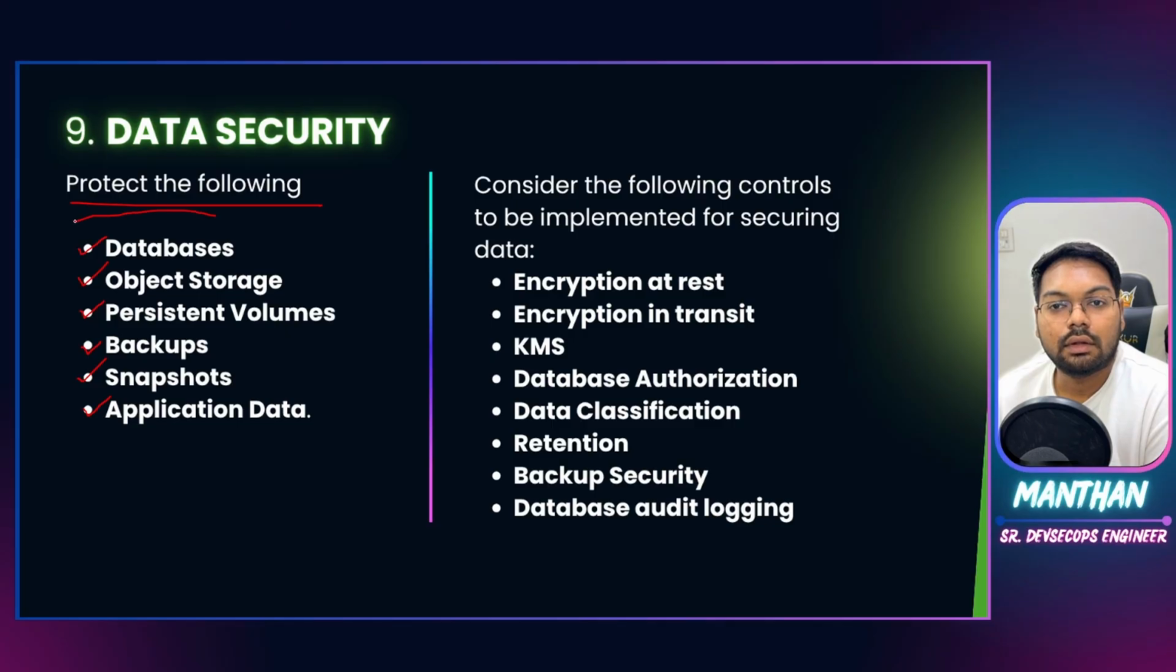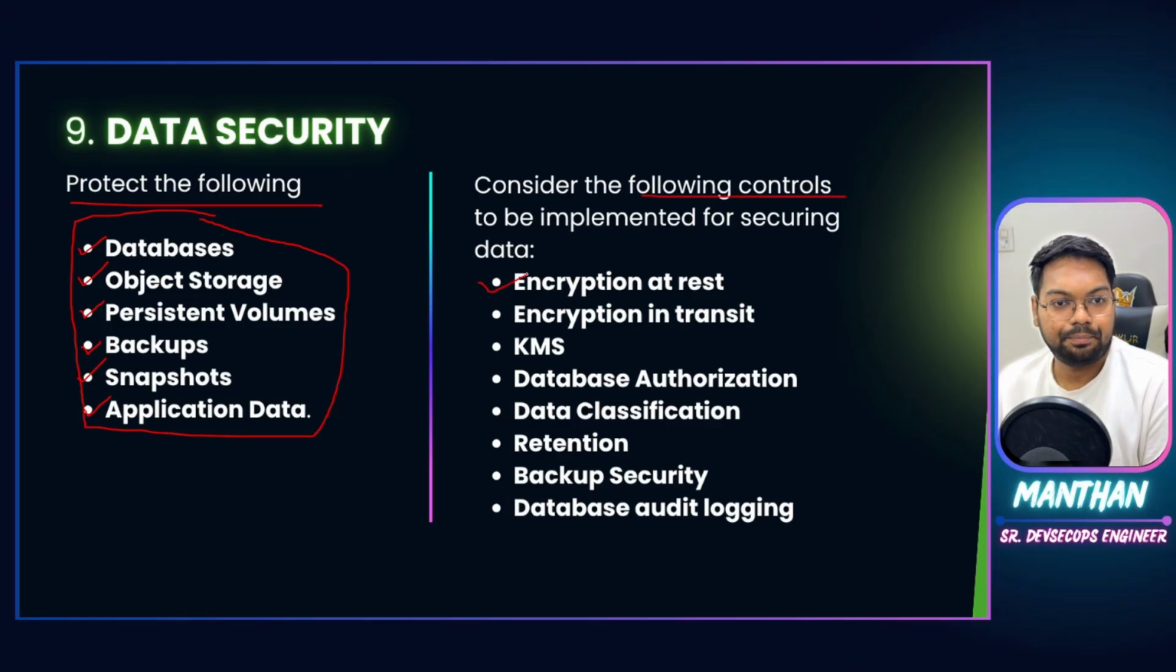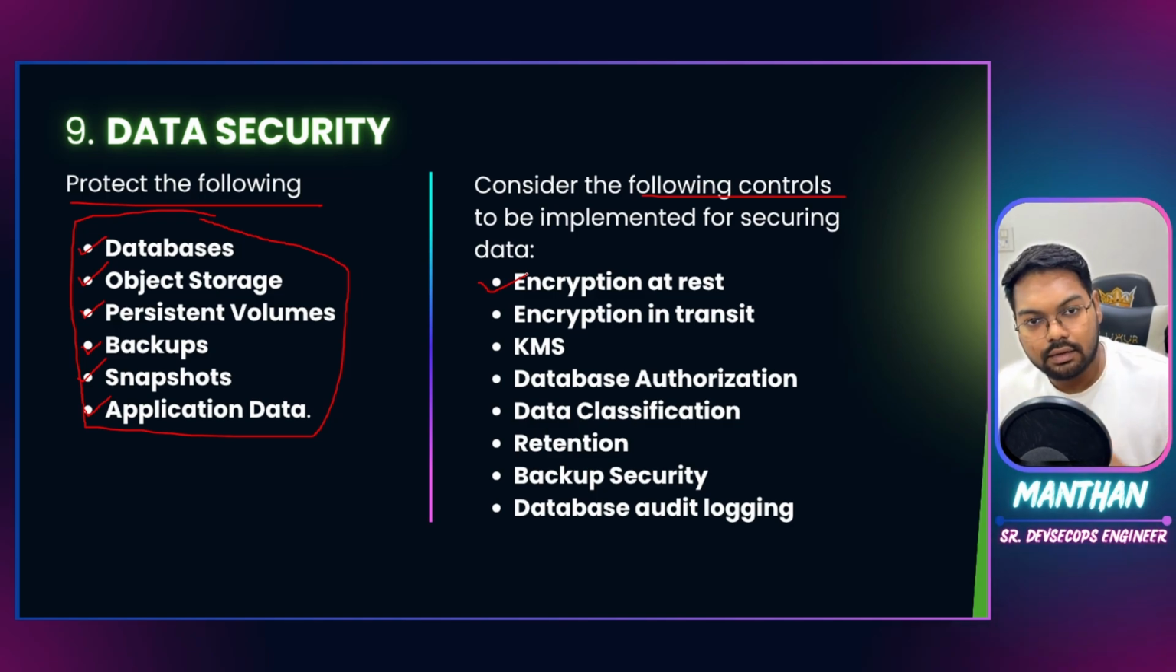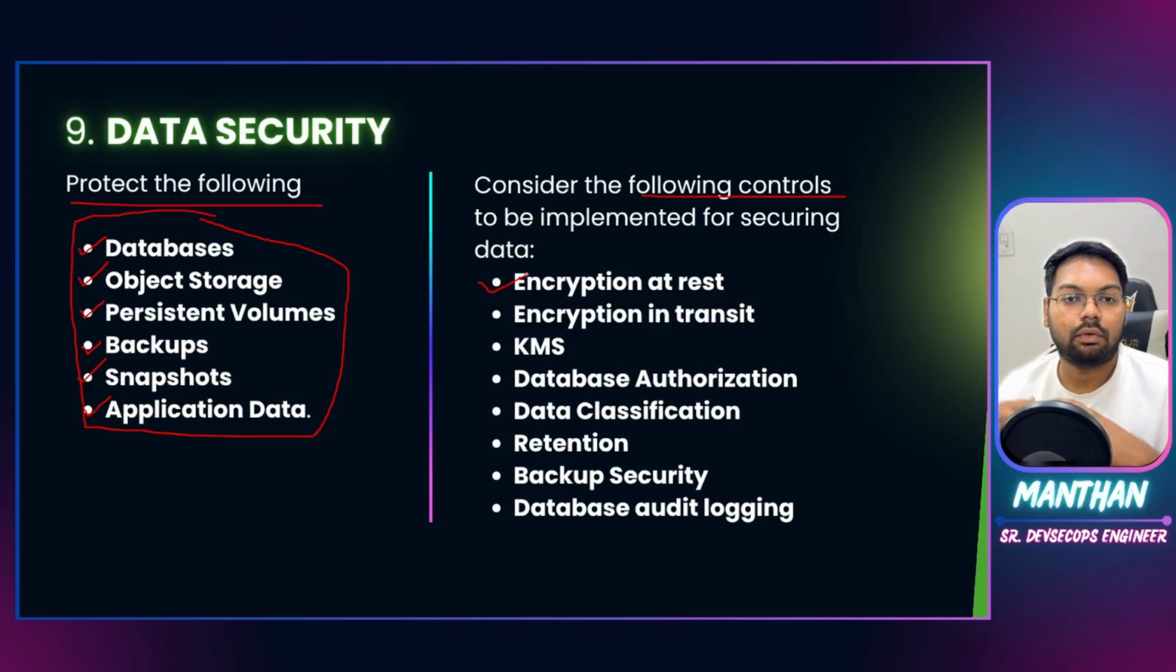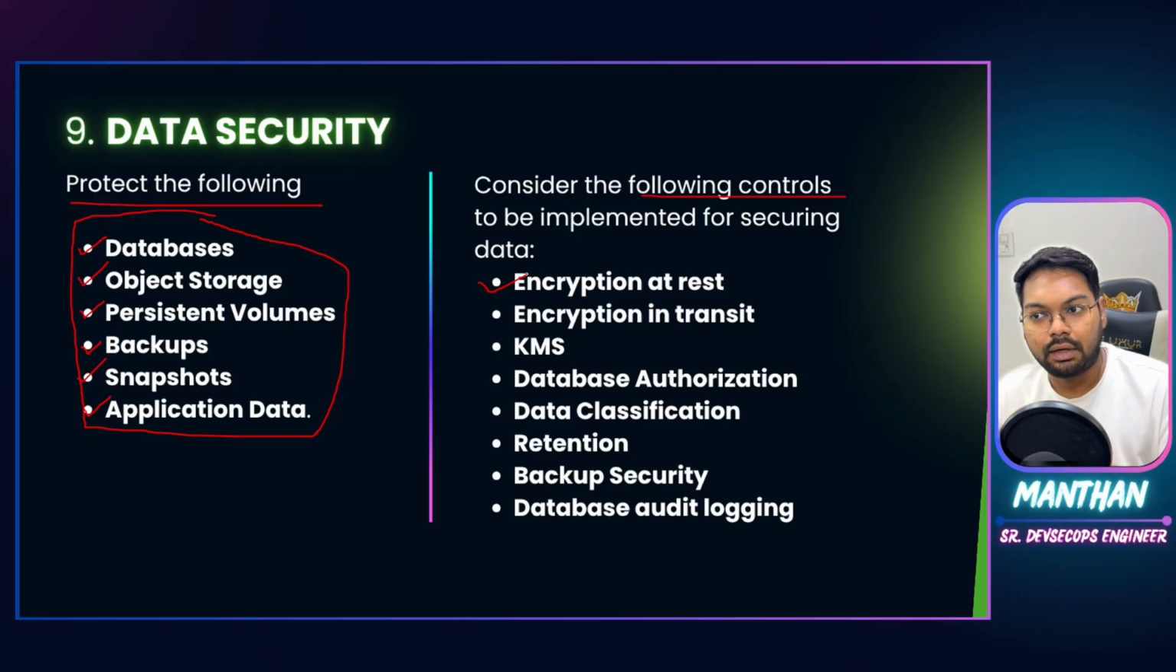These are all the things that we need to consider when we ask about security of data. So consider the following controls to be implemented for securing data. Encryption at rest. Even though someone got access to your database snapshots or backups, they should not be able to recreate anything out of just this backup. There should be some kind of encryption, and then there should be a key that is the only key that would unlock this encrypted data.